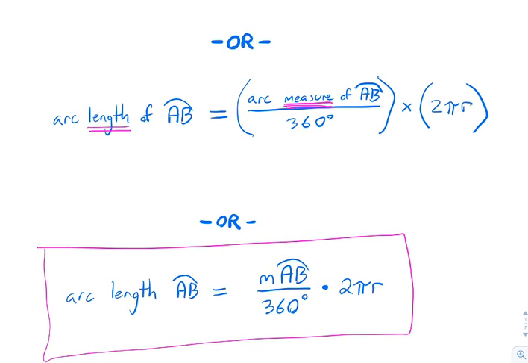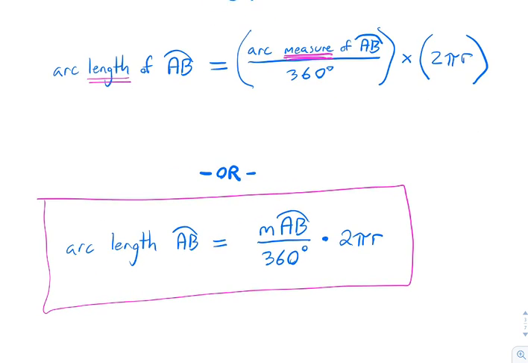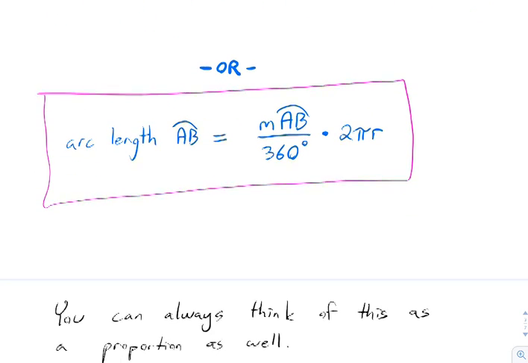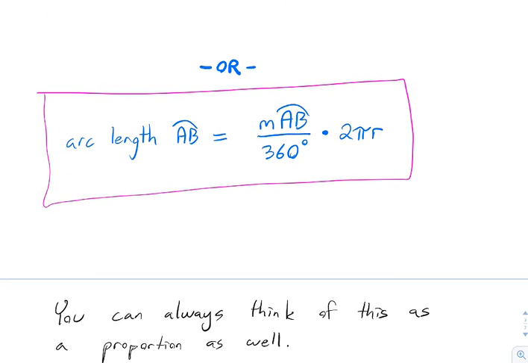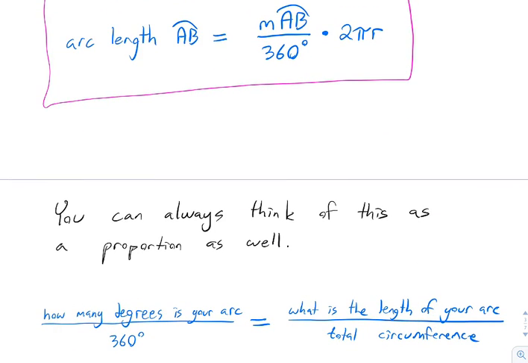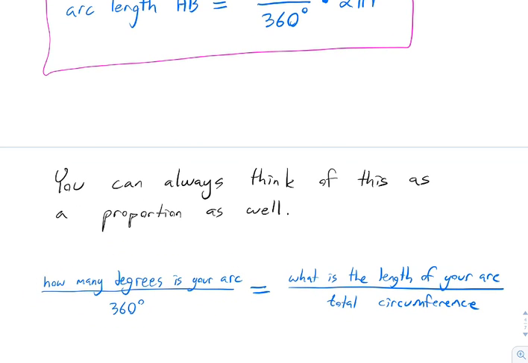Now, instead of thinking of what fraction of the circle I'm dealing with and then multiplying that times the circumference, you could think of it as a proportion as well. That's another common way to go about solving these. So with the same formula, if we divide both sides by 2 pi r, we get this proportion, which is saying, how many degrees is my arc out of the whole circle? Well, in degrees, that fraction should be the same portion.